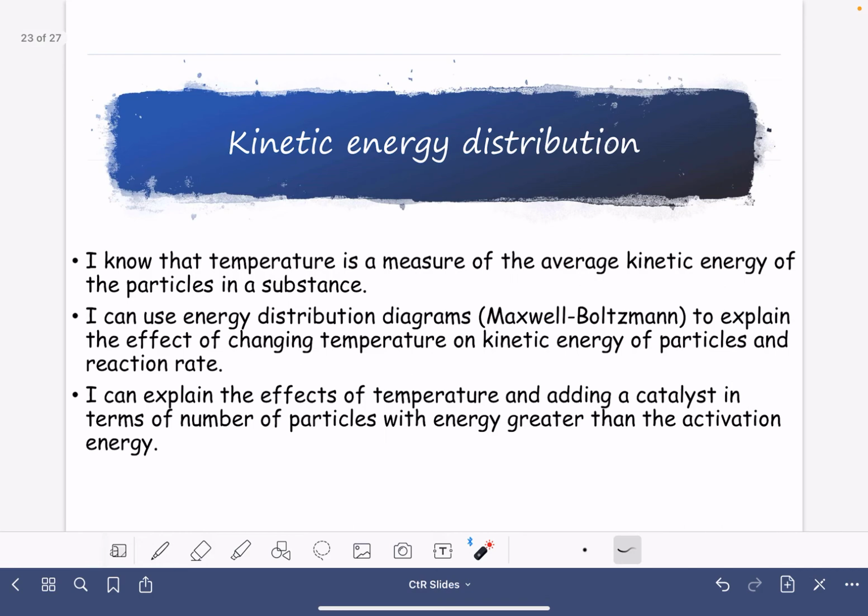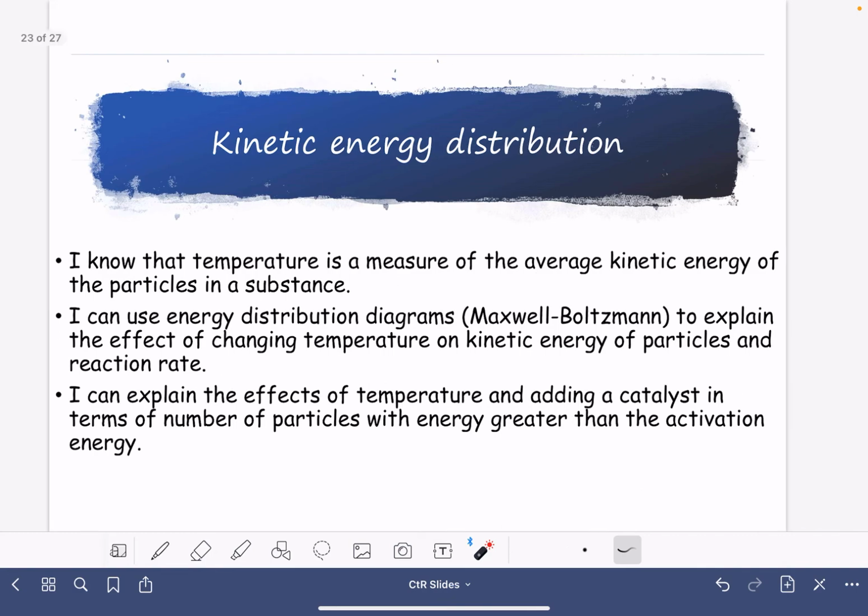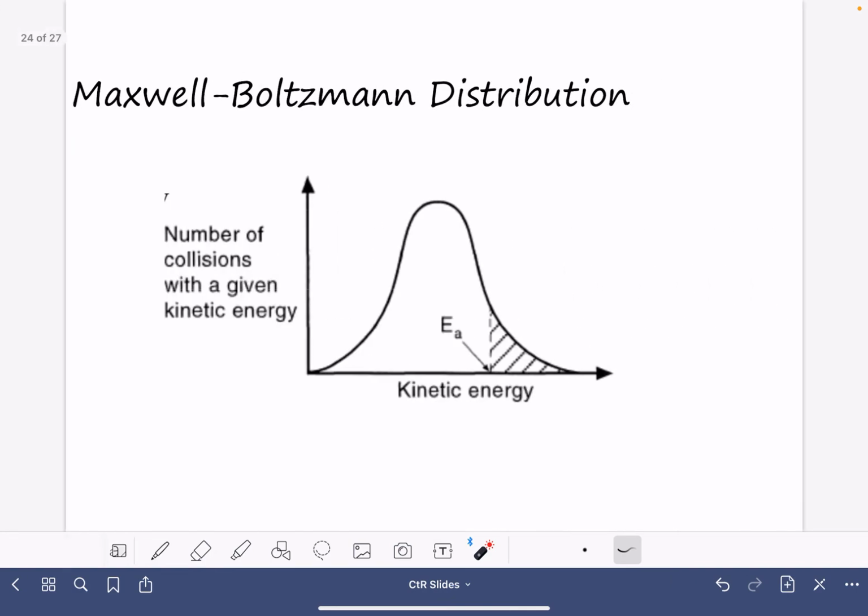Let's now talk about kinetic energy distribution. I know that temperature is a measure of the average kinetic energy of the particles in a substance. I can use Maxwell-Boltzmann distribution graphs to explain the effect of changing temperature on kinetic energy of particles and reaction rate. And I can explain the effect of temperature and adding a catalyst, and I've got a wee bonus of showing you concentration as well, in terms of the number of particles with energy greater than the activation energy. So this is what the Maxwell-Boltzmann distribution graph looks like.